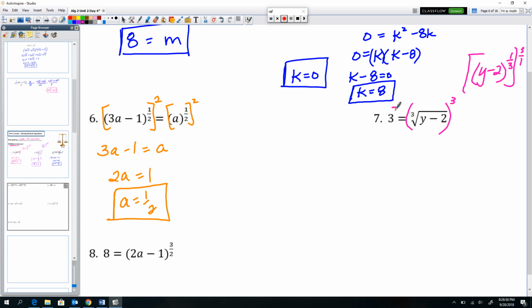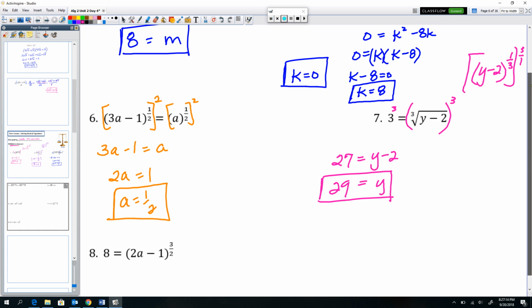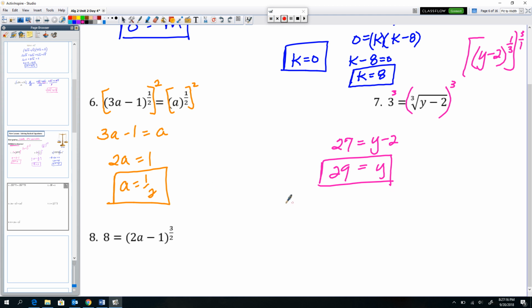Whatever you do to the right, you have to do to the left. So now I have 27 equals y minus 2. So y must equal 29. If that went too fast, this explanation up here was confusing, pause, rewind, make sure you're super comfortable with the fact that the cube root of y minus 2 is the same thing as y minus 2 to the 1/3 power. And again, if you plug 29 back in here for y, you will get a true statement.